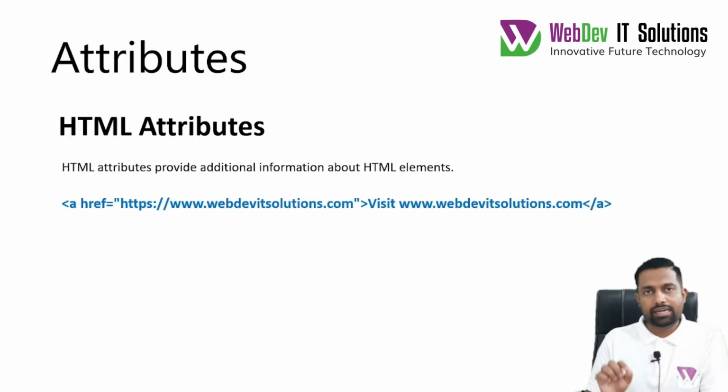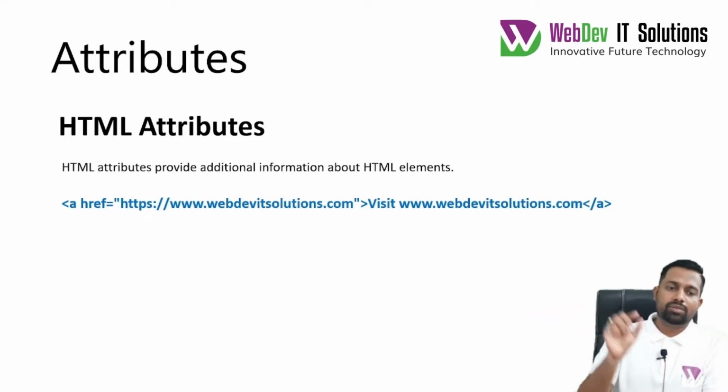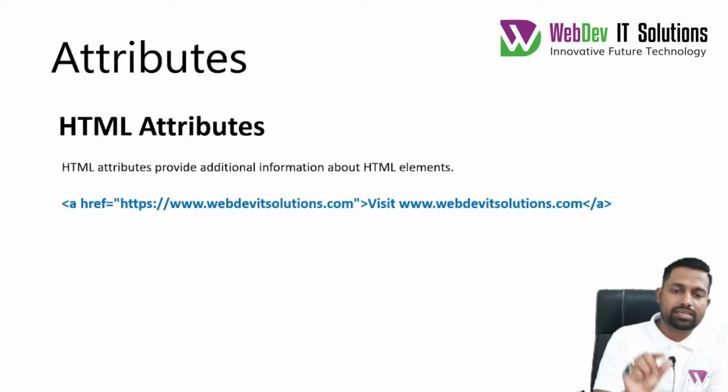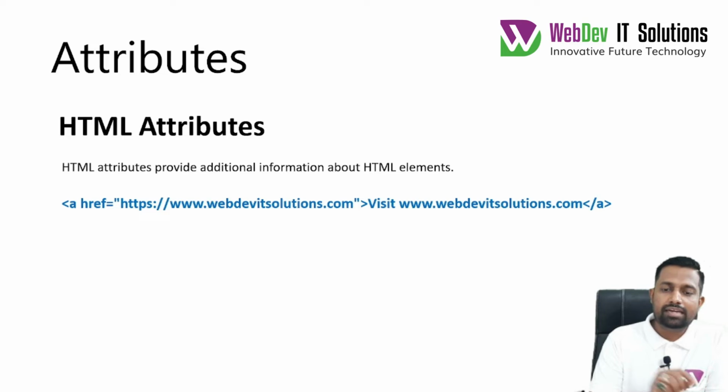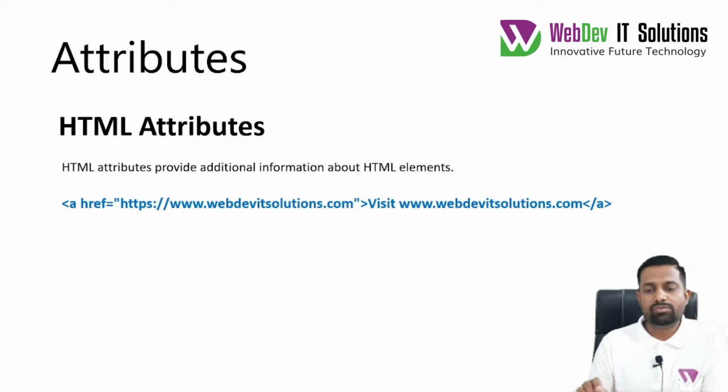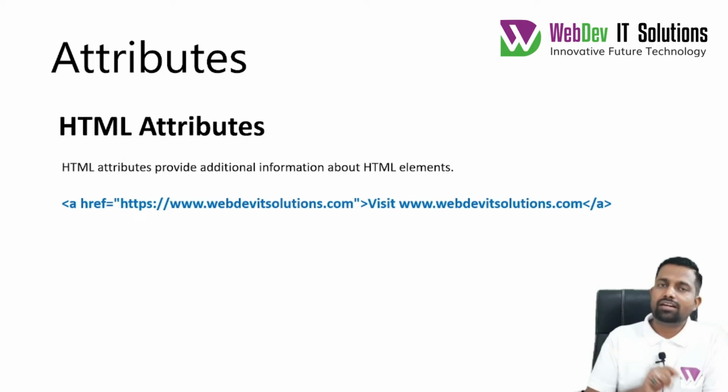Once you write the a tag, you have to write href equal to and then mention the link. Means some page has a link, you can mention that page link here under the href attribute, and then once anyone clicks on visit www.webdev-it-solution.com, it will directly go to the website, because we use the link here and we use the a tag here.